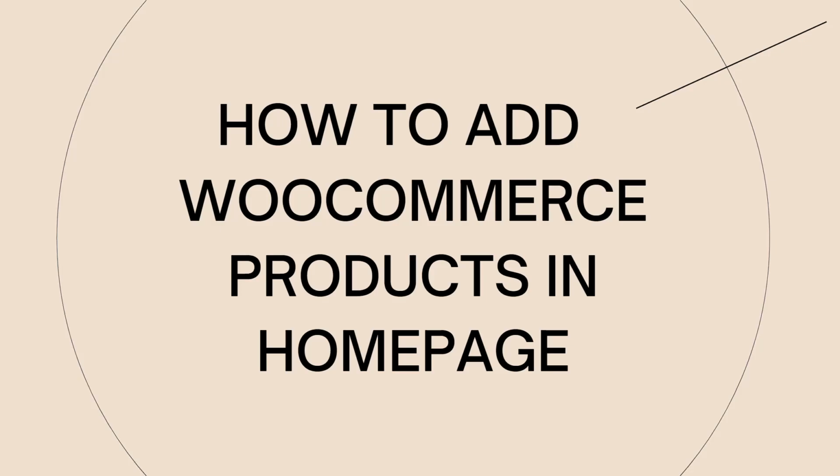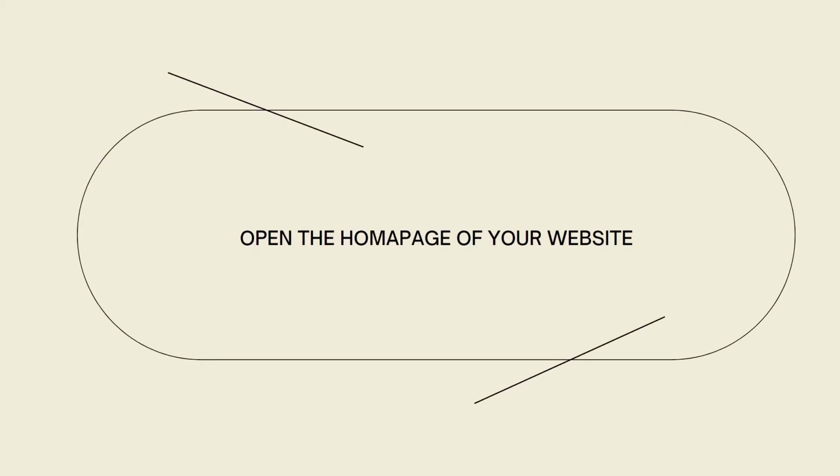So first of all, what you need to do is just go ahead and open the homepage product of your website in WooCommerce. And by the way, in order for you to do this, you need to have the Elementor plugin in your WordPress. Okay?